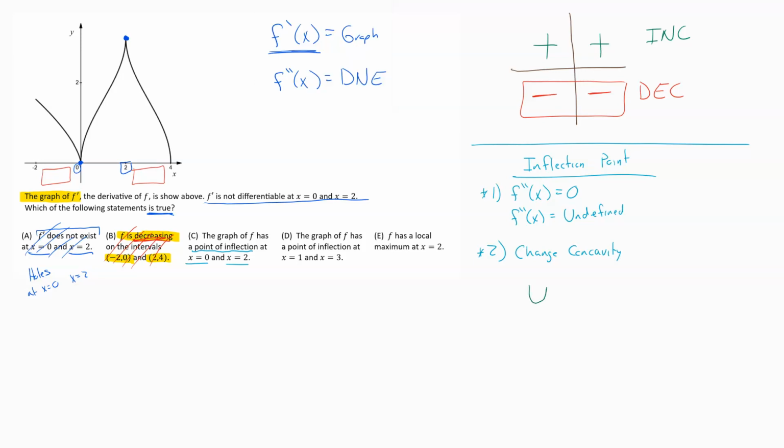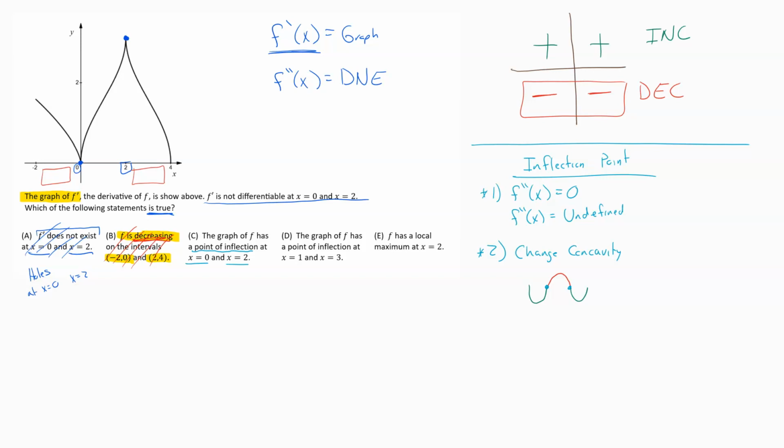The graph needs to change from being concave up into concave down, or it needs to change from being concave down into concave up. And so what that tells us is if it changes concavity and it has a second derivative of 0 or undefined, we know we're looking at an inflection point.